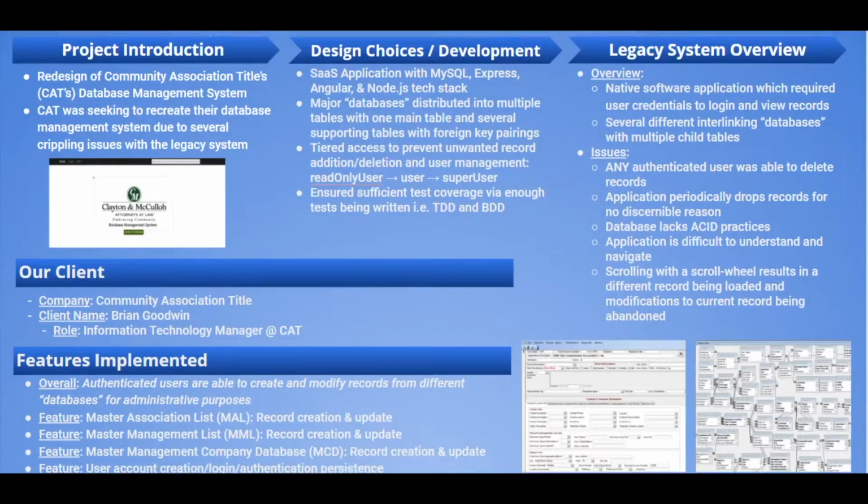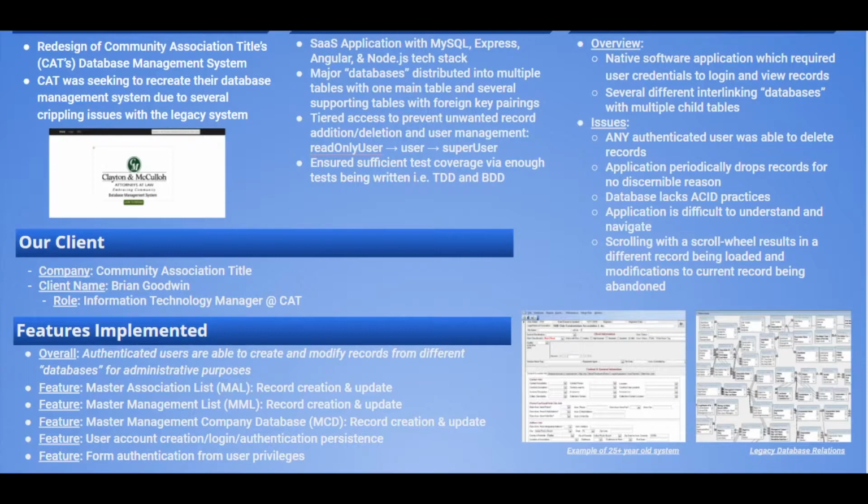Yeah, so as Nathan kind of spoke about before, CAT's old database management system was a nightmare. As you can see in the images down below, you can see just how dated their system is, as well as the relations that they have between what are these so-called tables. Their original database management system was over 25 years old, and it is in desperate need of an overhaul. So the basis of it is it's a basic database management system.